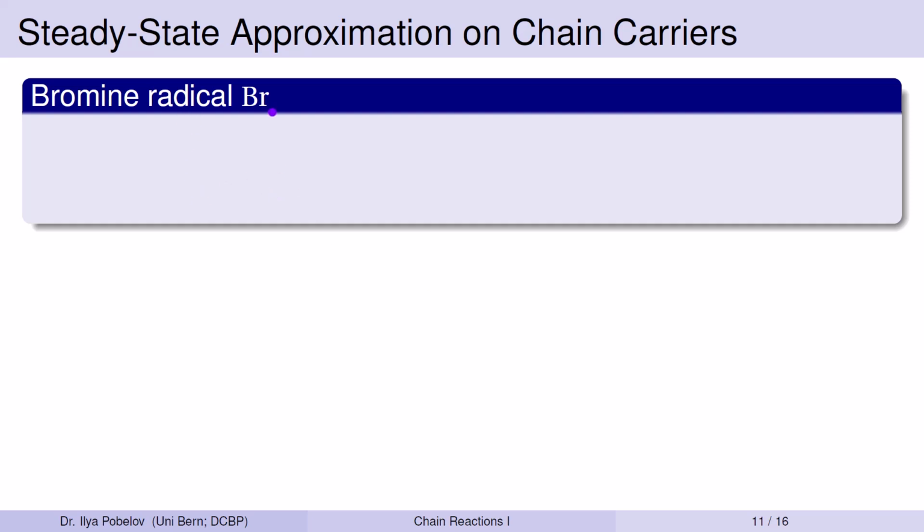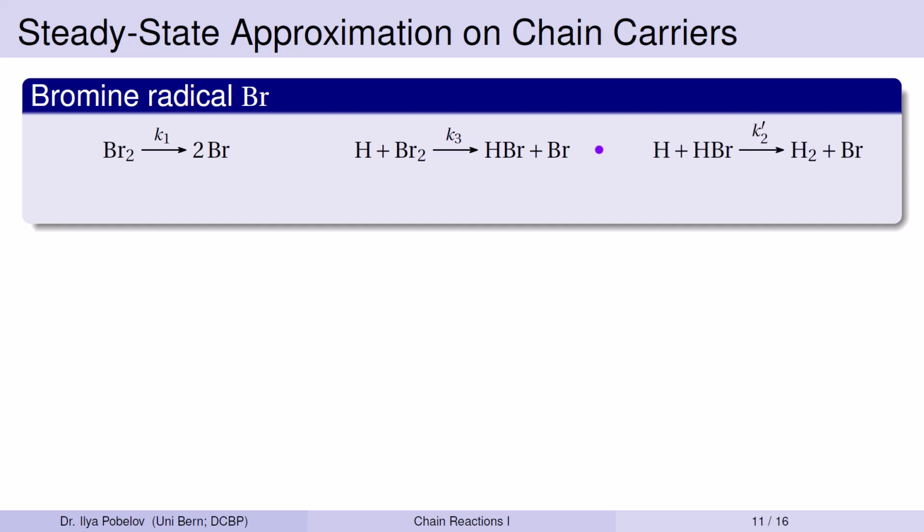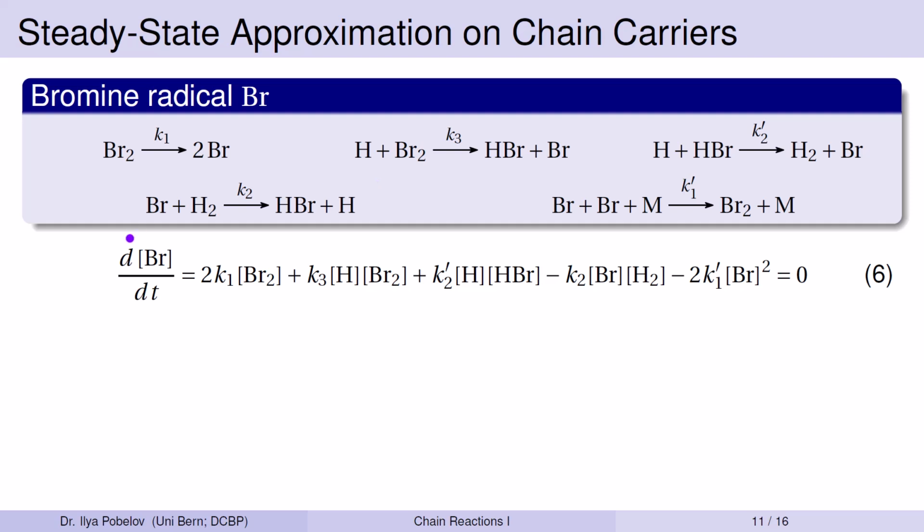Similarly, for the bromine radical, we consider formation in reaction 1, the initiation step, in reaction 3, and in reverse reaction 2, and consumption in reaction 2, and in reverse reaction 1, the termination step. Summing the rate expressions for these steps, we obtain the following equation.